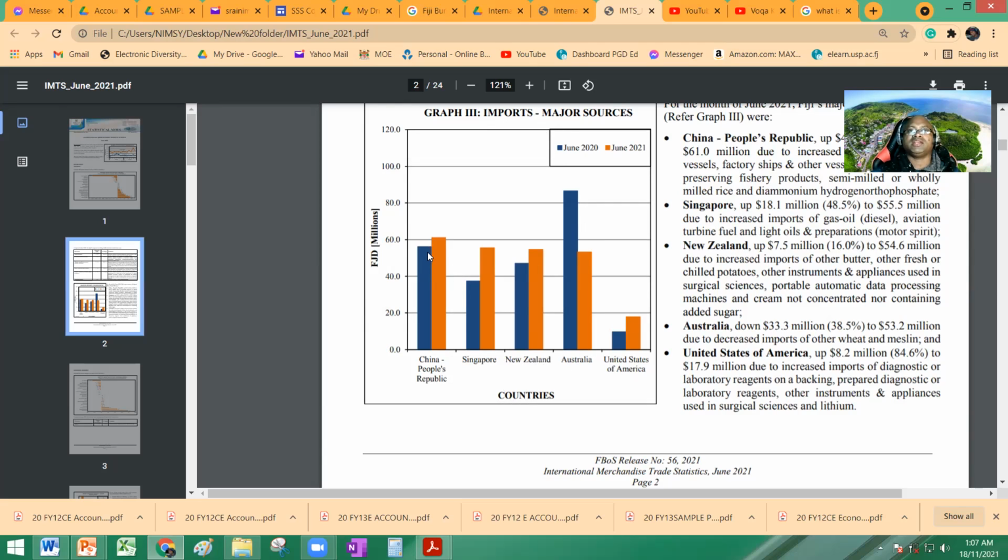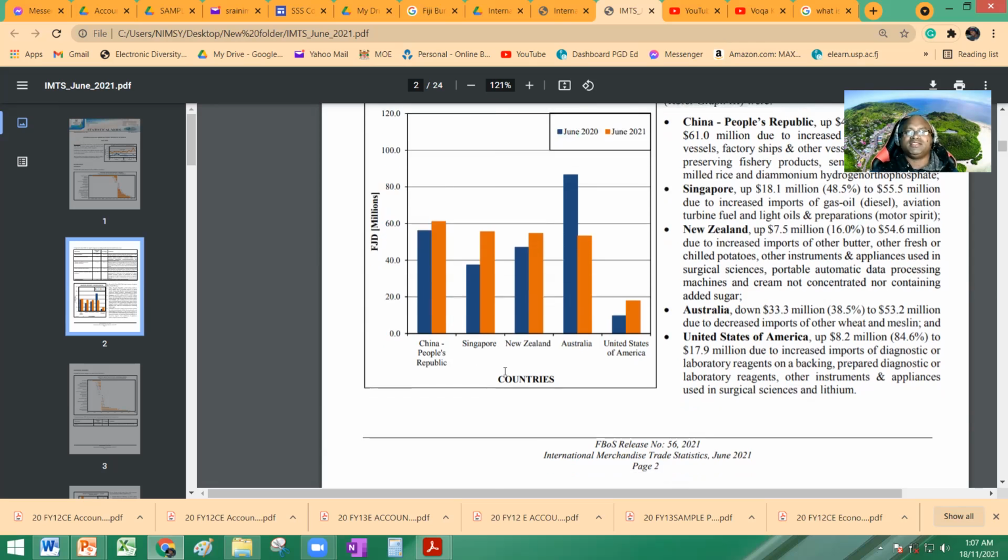Okay, the blue was for last year. Last year is less, we imported less last year. But from Australia, we imported more last year compared to this year. Maybe those are medical stuff. Or maybe that's the only plane that was flying during COVID, the one that goes to Australia. So the rest went down in 2020 and increased in 2021. We have China, Singapore, New Zealand, Australia, and United States.